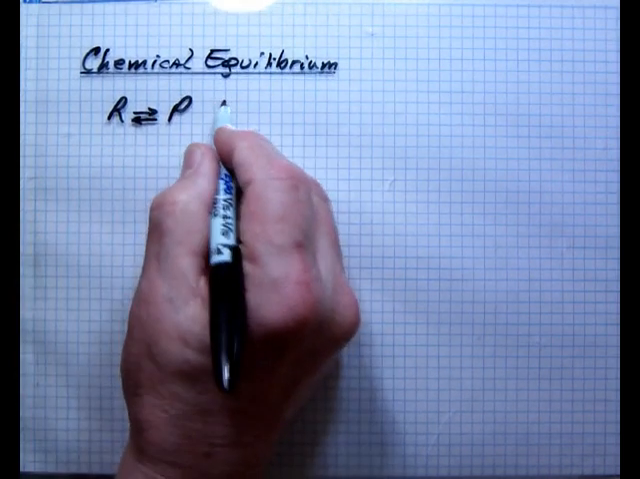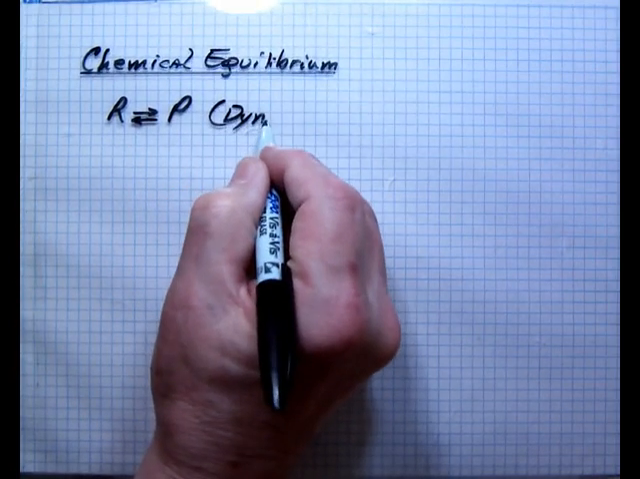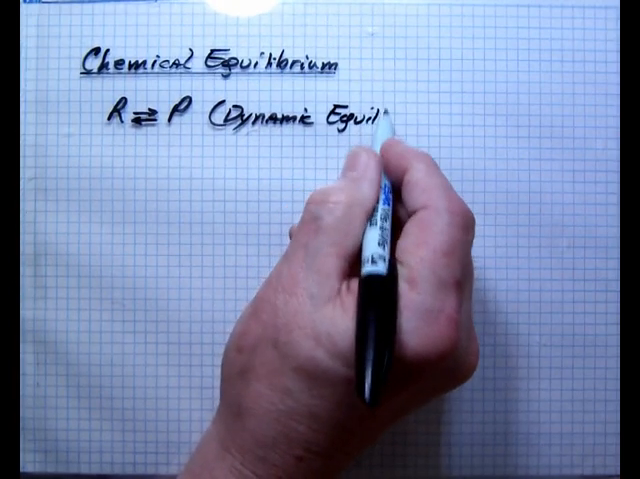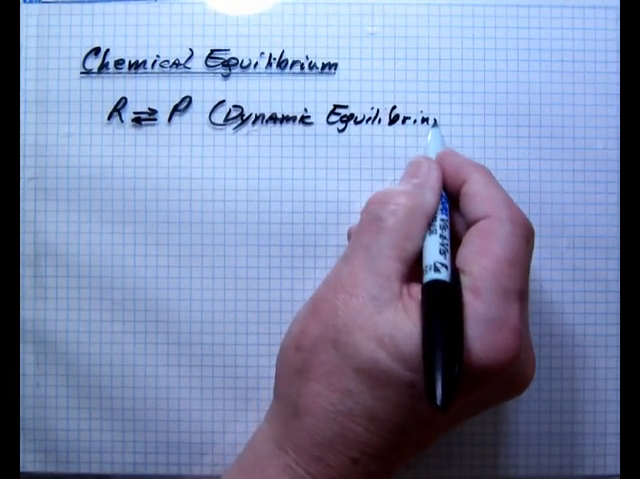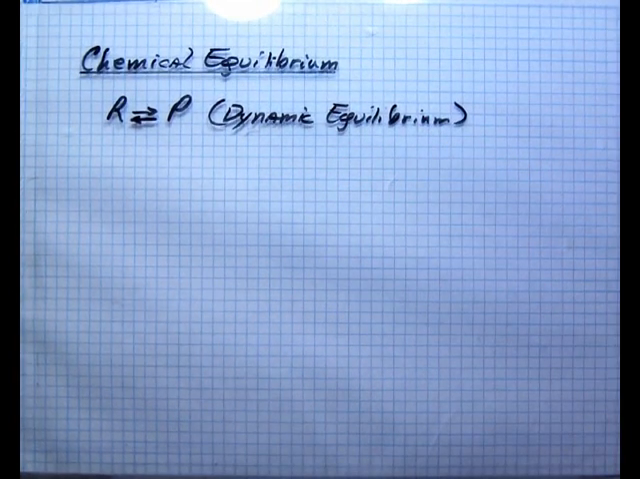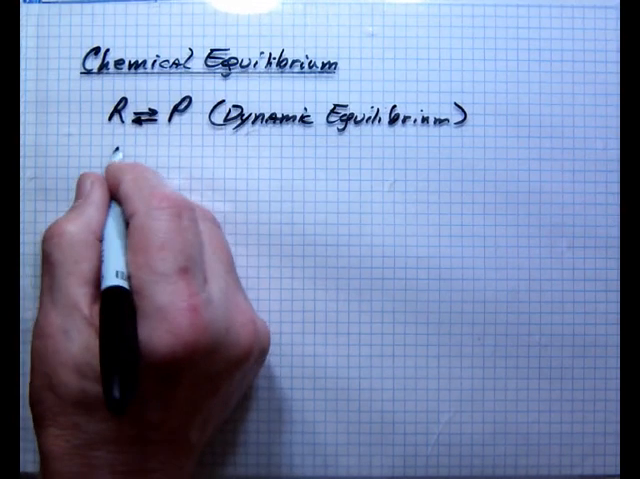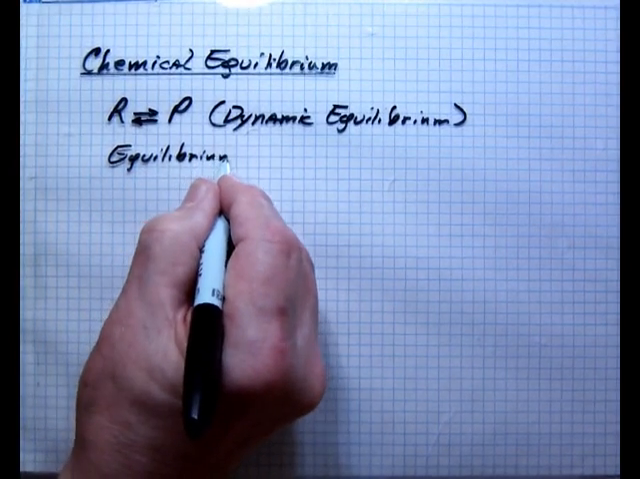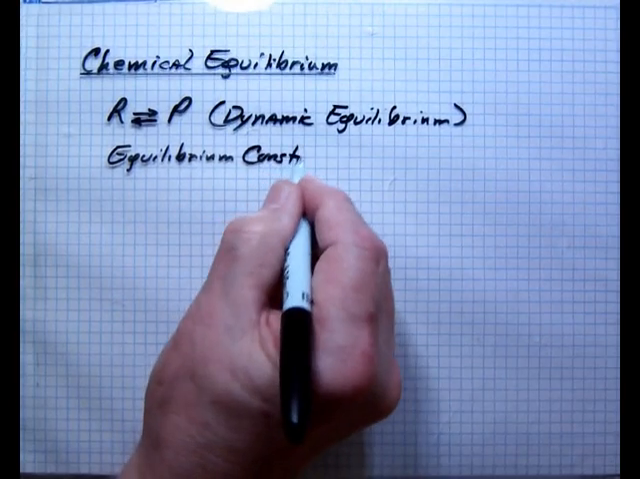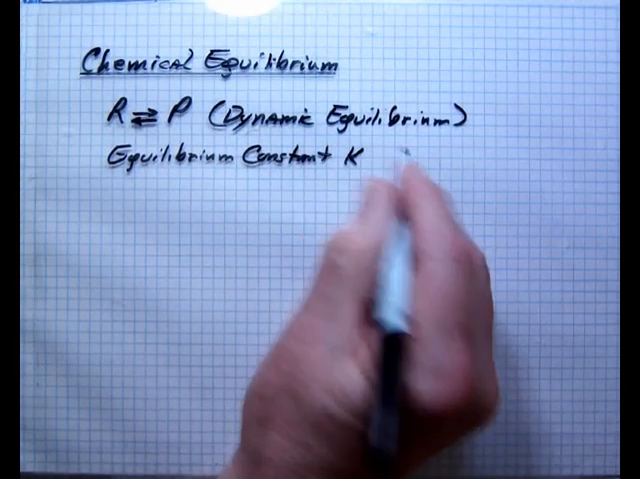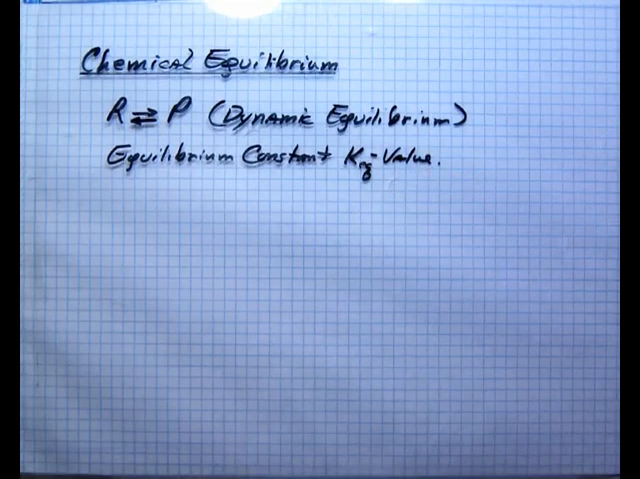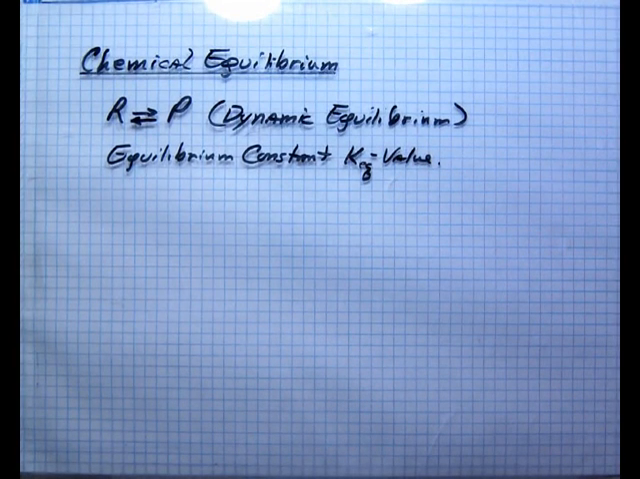This is referred to as a dynamic equilibrium. It is characterized in terms of what we call an equilibrium constant, what we call a KEQ value. And this can present itself in different ways.